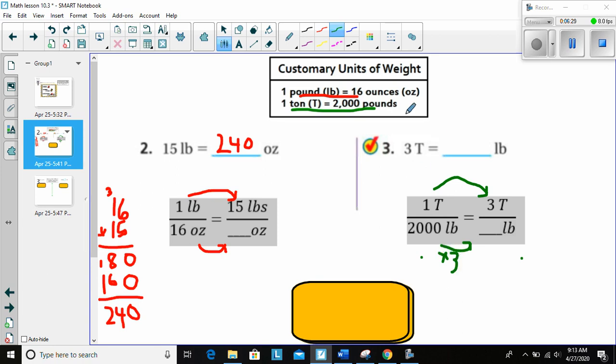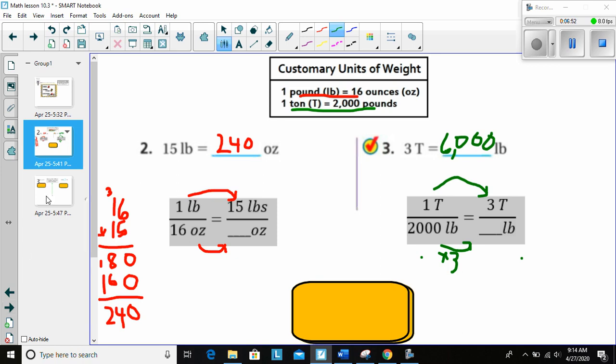Okay. 2,000 times 3 is 6,000. You probably told me this like 5 times already, huh? All right, 6,000. And that's our answer. All right, so you just set up the equivalent fractions and find what they are doing to get from one to the other.